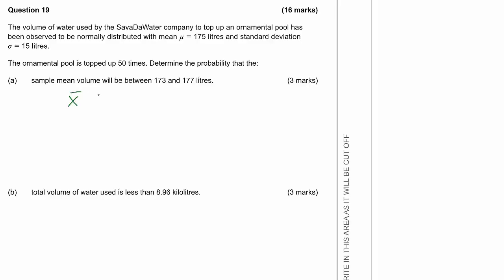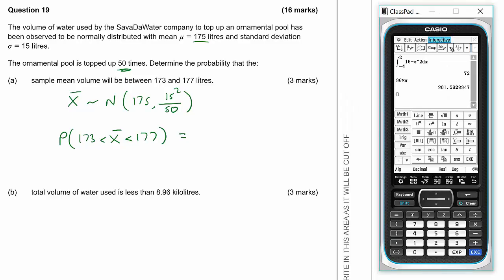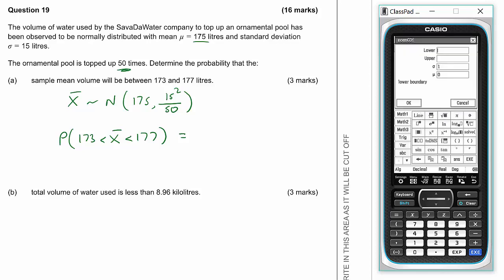So the sample mean we would expect to be normally distributed with a mean the same as this and a variance of 15 squared divided by 50 because we do it 50 times. So we want the probability that x bar is between 173 and 177. So we need the calculator for that. And we're going to go distribution, continuous. It's a normal CDF that we want.